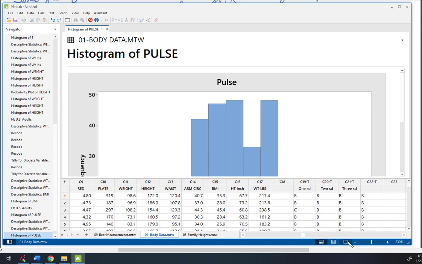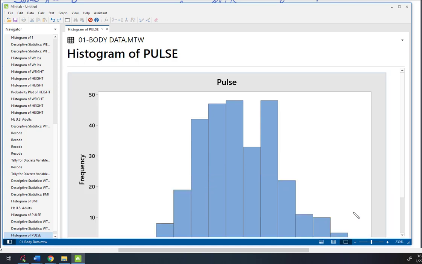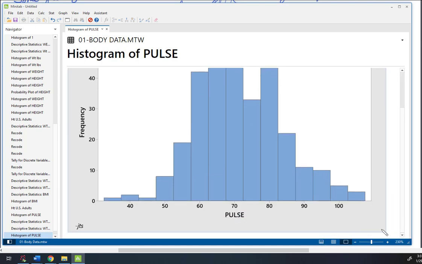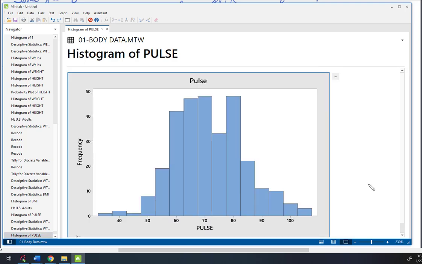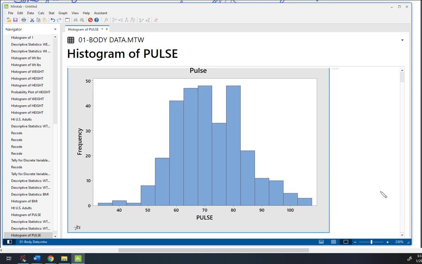And here is, let me make that a little bit smaller. Here's a histogram of pulse for men and women, and there were 300 that participated. And a question we might ask, does this data look normal?